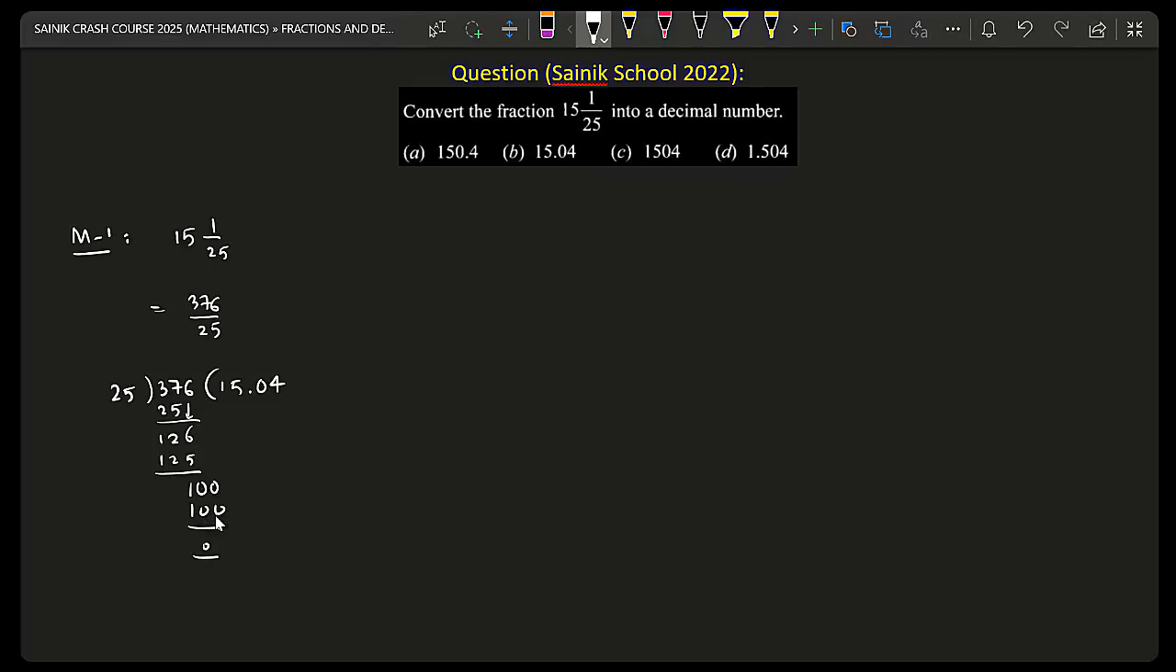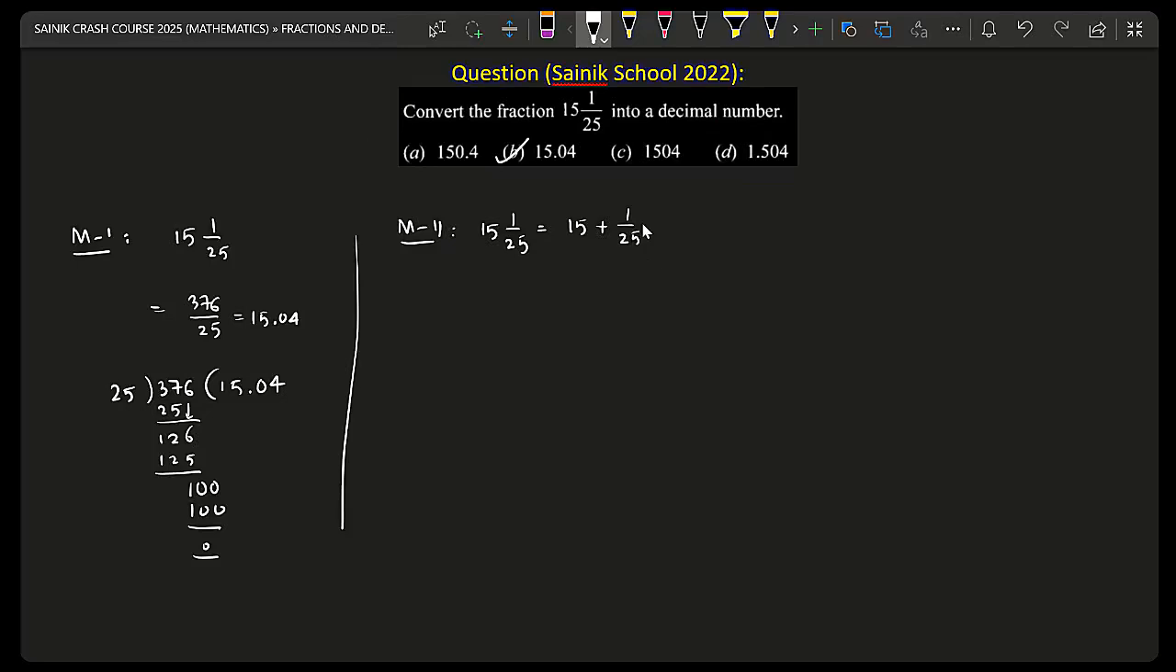Remainder is 0. So we got the answer 15.04. That is option B. Method number 2, you can do like this. Method number 2 is 15 1 by 25. I told you that a mixed fraction can always be separated: 15 plus 1 by 25.